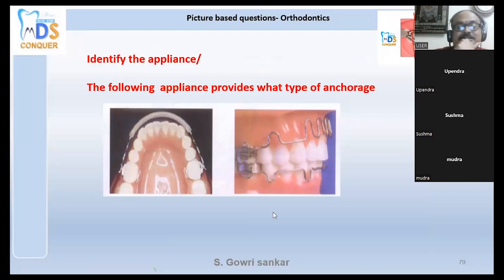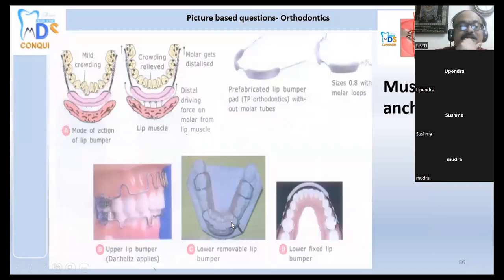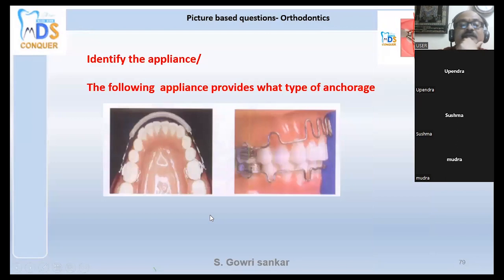So what is this appliance? First, identify the appliance. Sometimes they may ask you to identify the appliance. And what type of anchorage does it provide? What is the lip bumper in the upper arch called? Yes, it is called Denholtz's appliance in the upper arch. It is a lip bumper. It takes support from your lower lip and provides muscular anchorage.